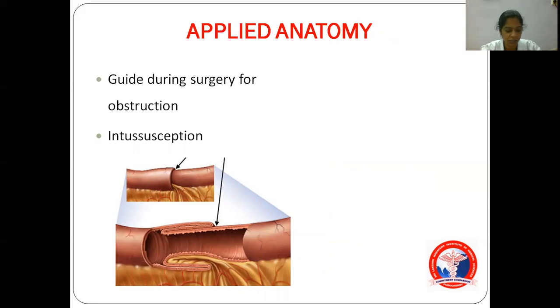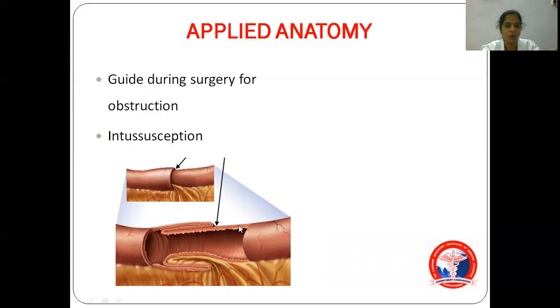After this, is it clear? What did we discuss? We discussed the location of the cecum, then the relations, external features, internal features, blood supply, nerve supply and lymphatic drainage. The last one is the applied aspects of the cecum. What can we discuss? One condition is called intussusception.